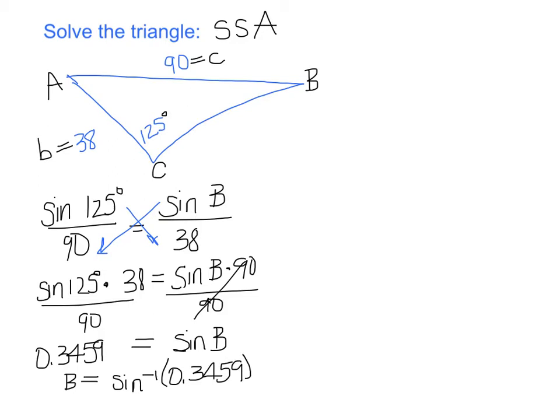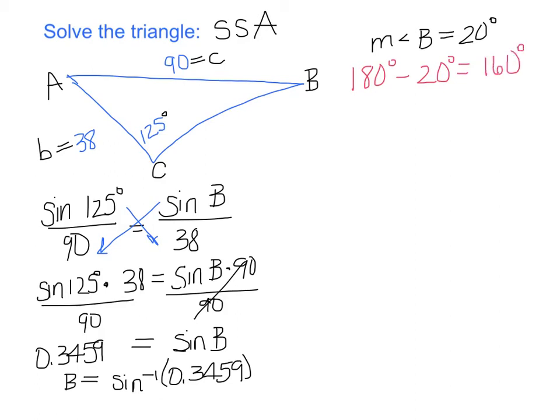And then one possible choice for angle B would be 20 degrees. Okay? Now, there are two angles between 0 and 180 for which sine B equals 0.3459. So you could also do 180 minus 20, and you'll get 160.